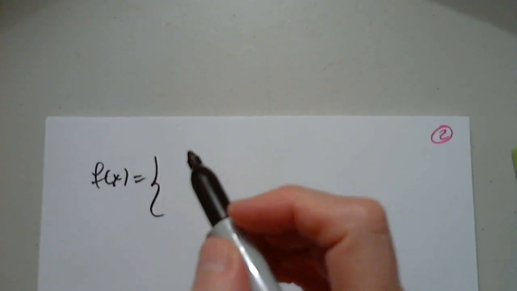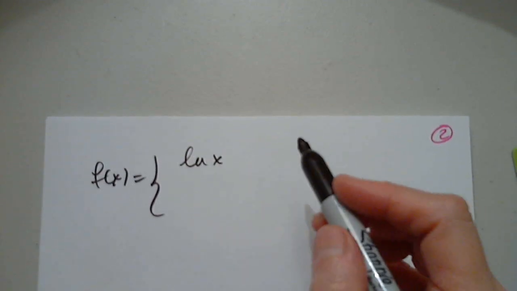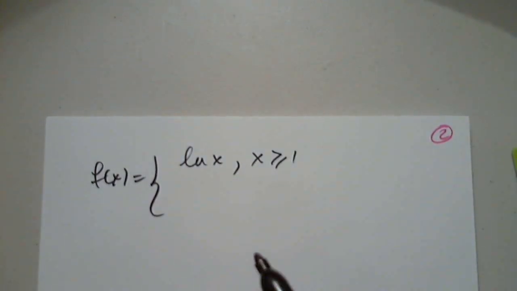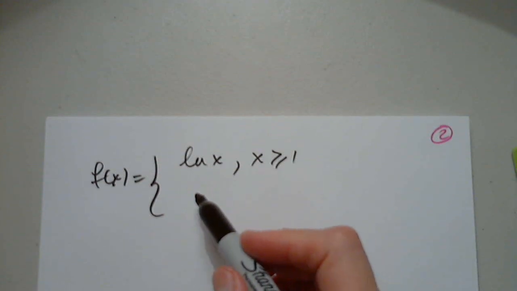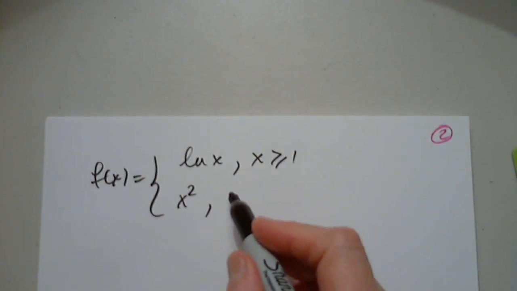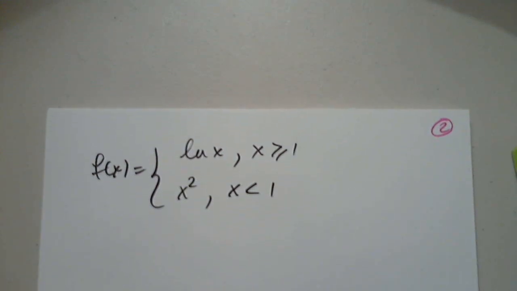Let's say f of x equals natural log x for x greater than or equal to 1, and x squared for x less than 1.